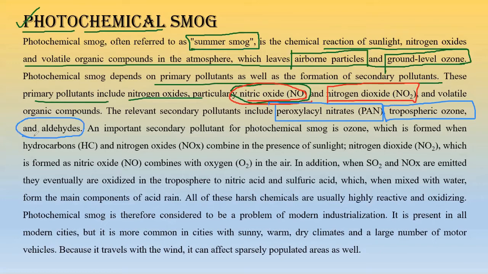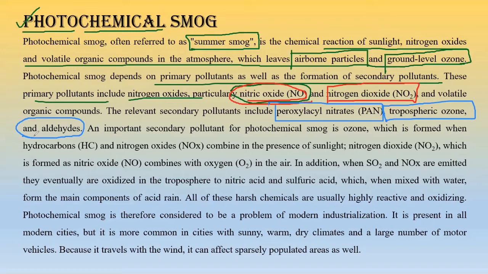Okay, but believe me, peroxyacyl nitrate or PAN is the major secondary pollutant, the result due to which this particular photochemical smog forms, right? So basically, it is nitric oxide, nitrogen dioxide, and peroxyacyl nitrates. Okay, this together creates this particular huge problem.